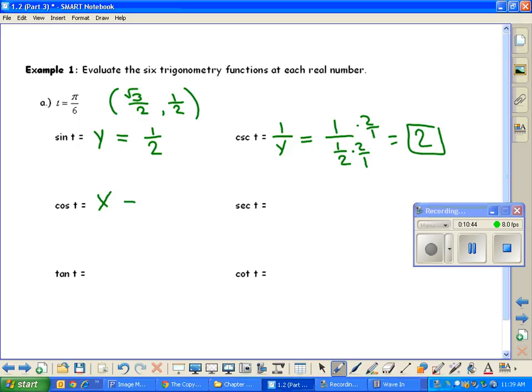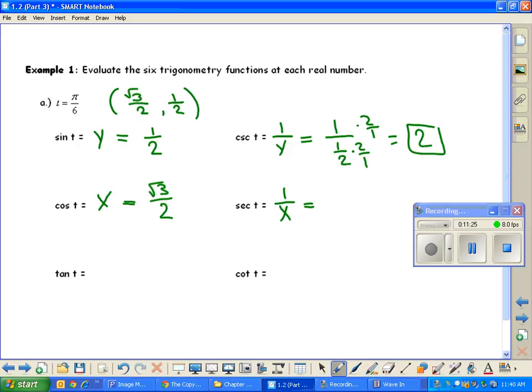Cosine is just x, or x over 1, I should say, but reduces down to x. Norman, do you know what cosine of pi over 6 is? Cosine is just x over 1, or just x. Yes. Yeah, square root of 3 over 2. Very good, thank you. All right, jumping over to secant, which is 1 over x.